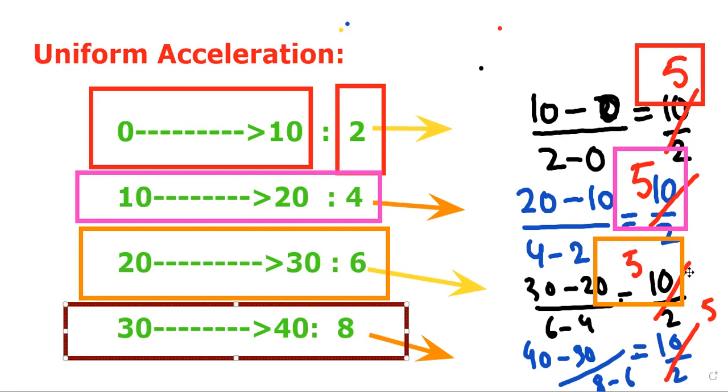For this interval, you can see the acceleration produced is the same. Acceleration is produced in each interval. For the first interval, the acceleration produced is 5. For the second, 5. For the third one, 5. For the next one, 5. If the acceleration for each interval is the same, then such type of acceleration is called uniform acceleration.